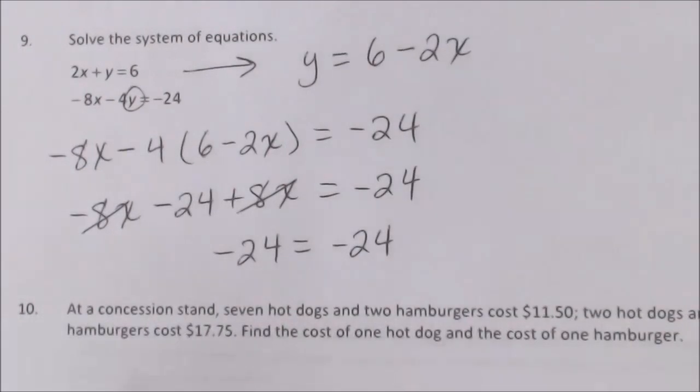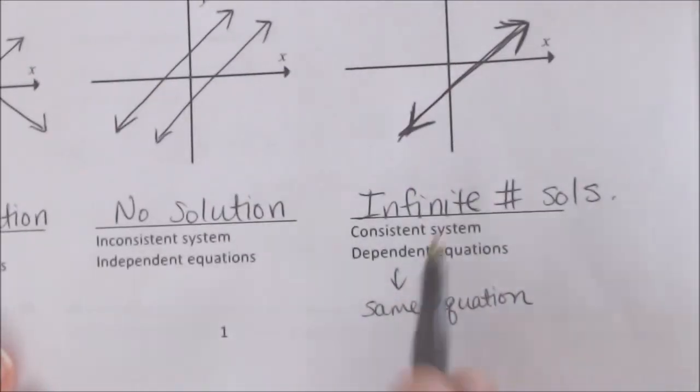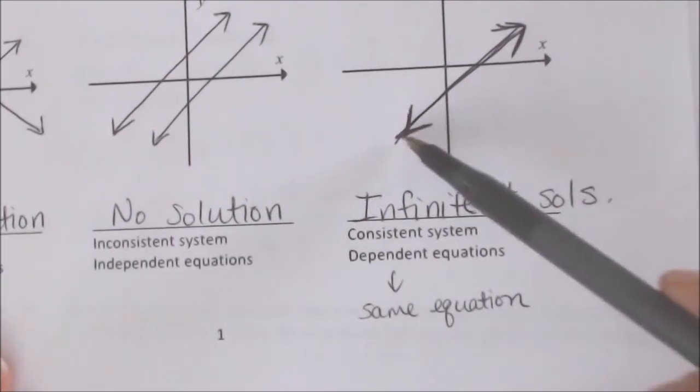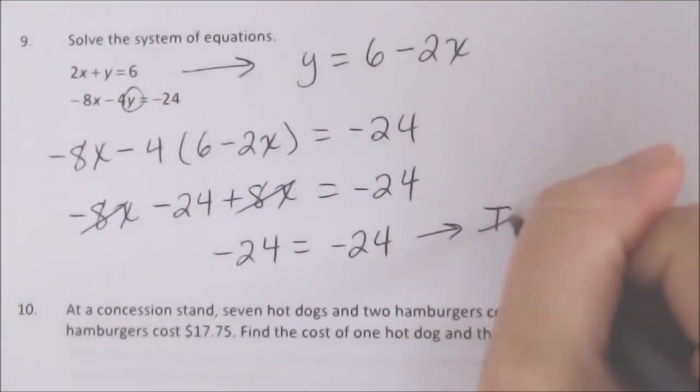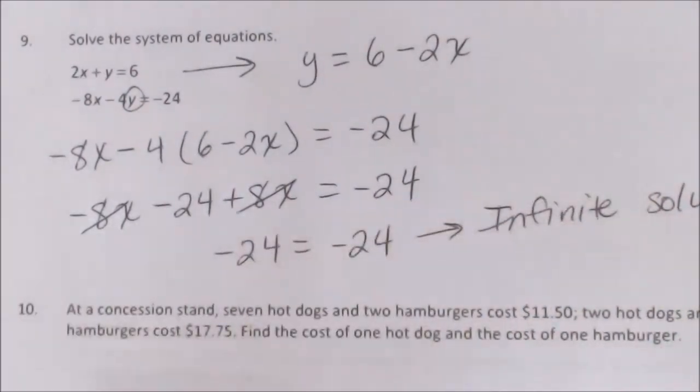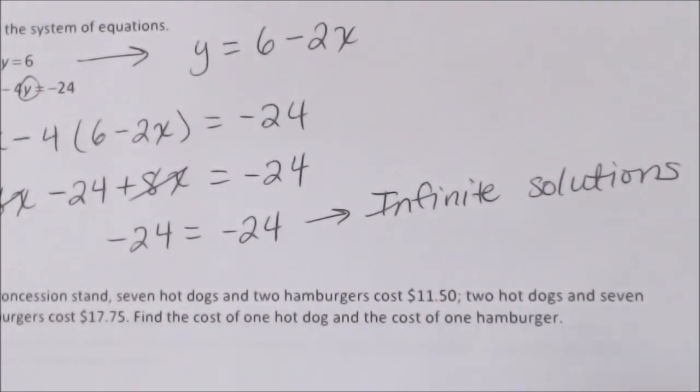So when you're working out these problems, whichever method you use, if all your variables cancel and you get it down to a number equals the same number, so you may get 0 equals 0, or negative 24 equals negative 24, or 10 equals 10, or whatever, if this is a true statement, that is your infinite solutions case. That's the case where you've really got the same equation. One's just a multiple of the other. It's infinite solutions because every point on the line is a solution. So this indicates that we're going to have infinite solutions. Okay, so that's our consistent dependent situation.